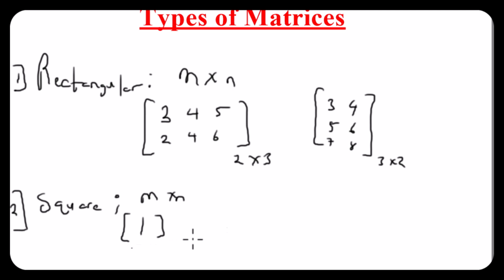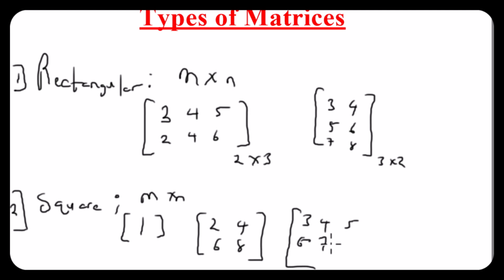You can see it has 1 row, 1 column. So this is also a square matrix. 2, 4, 6, 8. You can see 2 rows, 2 columns. So this is also a square matrix. 3, 4, 5, 6, 7, 8, 9, 10, 11. Okay, this is also a square matrix.